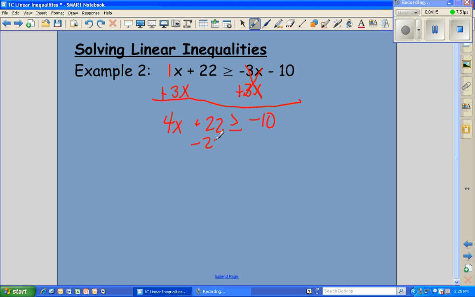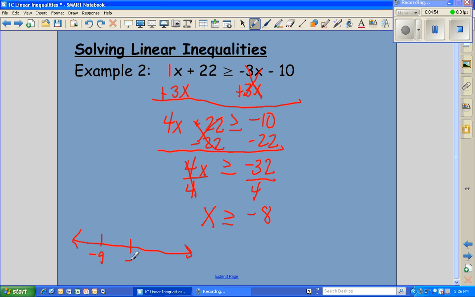All right, we're going to move our constants to the right. And we're going to subtract 22 from each side. These guys are going to cancel out. Again, we leave our inequality alone. We haven't done anything to switch it. Divide each side by a +4 so that we can get our x by itself. And x is going to be greater than or equal to -8. So in this case, I did not ever have to switch the inequality symbol because I never multiplied or divided by a negative.